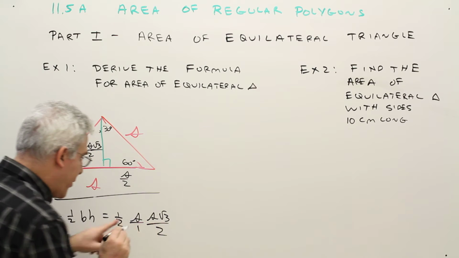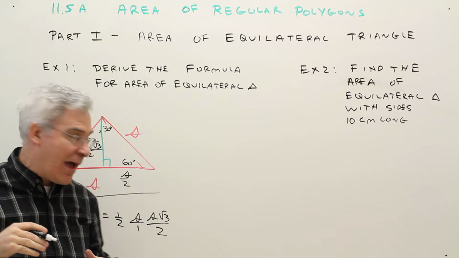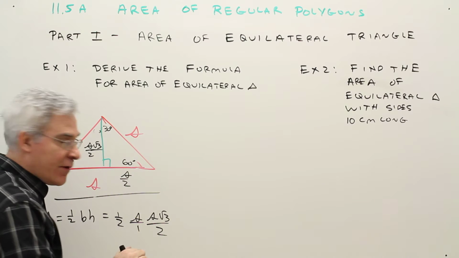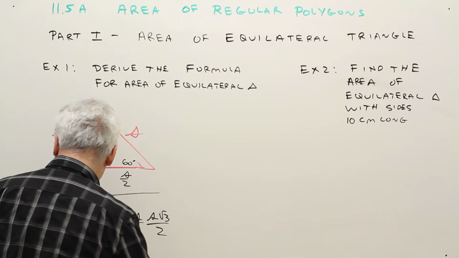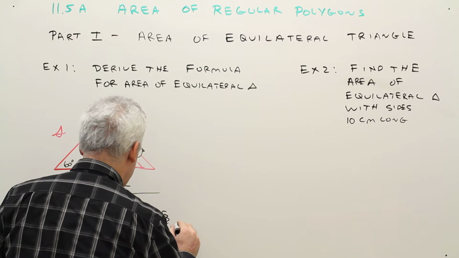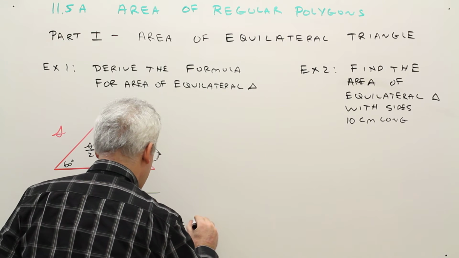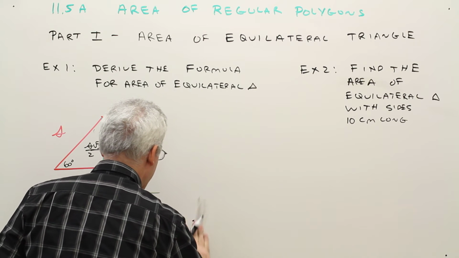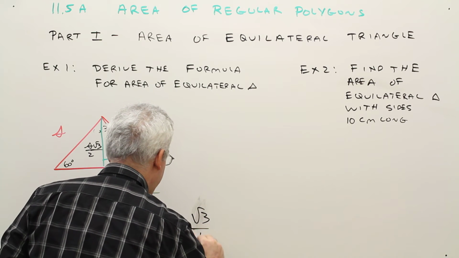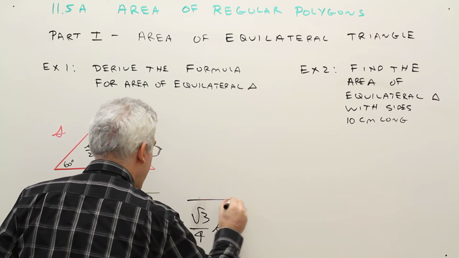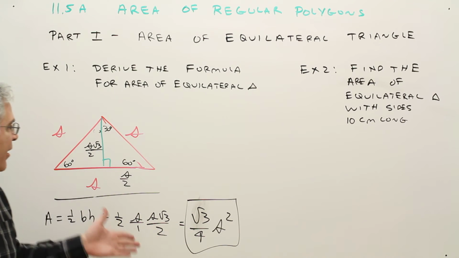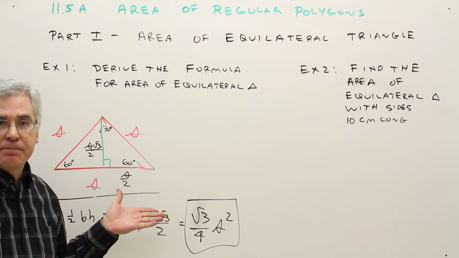If you want, you can put that S over 1 just so you can see the tops and the bottoms better. And then S times S is S squared. 2 by 2 is 4. So to make a long story short, equals rad 3 over 4 S squared. So if you ever forget that formula, you could easily derive it.